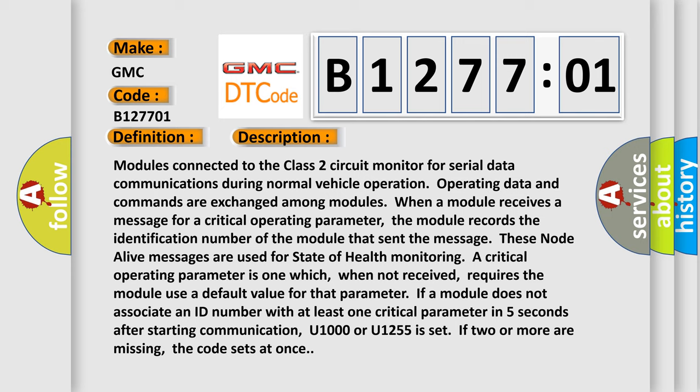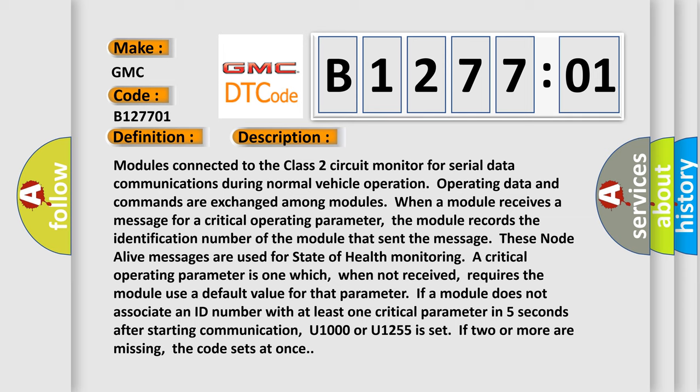Modules connected to the Class 2 circuit monitor for serial data communications during normal vehicle operation. Operating data and commands are exchanged among modules. When a module receives a message for a critical operating parameter, the module records the identification number of the module that sent the message. These node alive messages are used for state of health monitoring. A critical operating parameter is one which, when not received, requires the module to use a default value for that parameter. If a module does not associate an ID number with at least one critical parameter in 5 seconds after starting communication, U1000 or U1255 is set. If two or more are missing, the code sets at once.